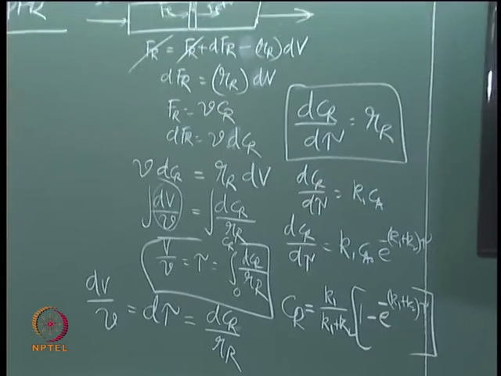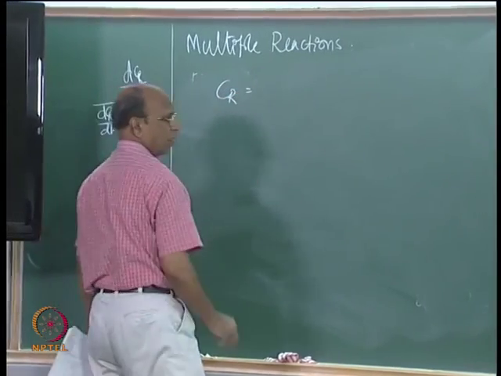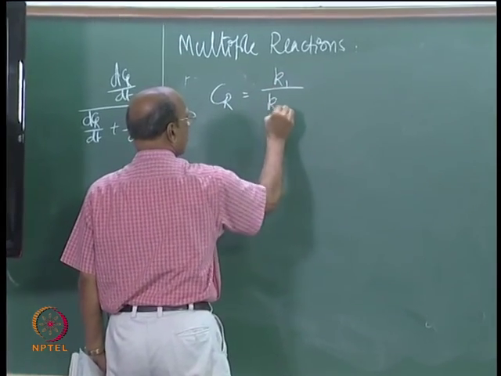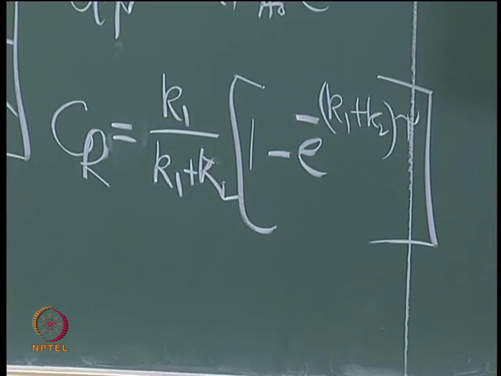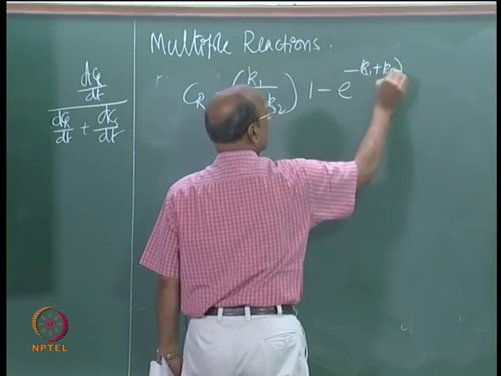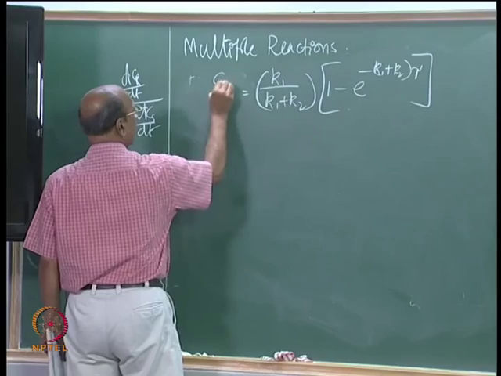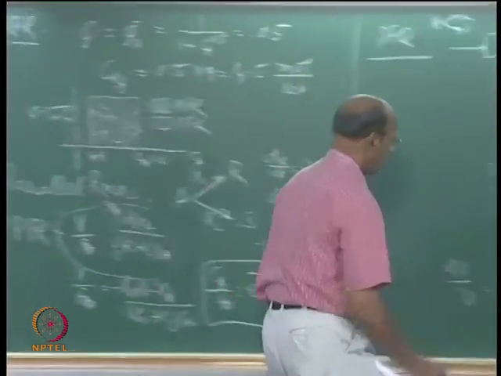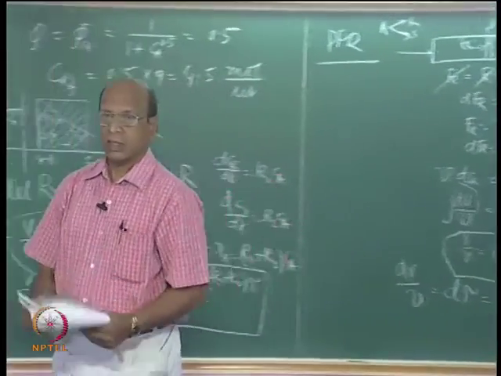Yeah, I think I will write that final one here, CR equal to K1 plus K2 into 1 minus... there also I missed it. Yeah, here also I have C naught. You see, this is beautiful.